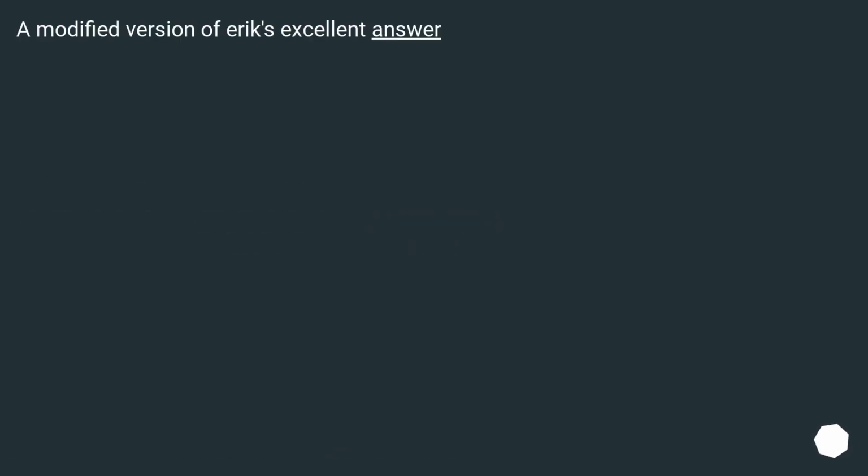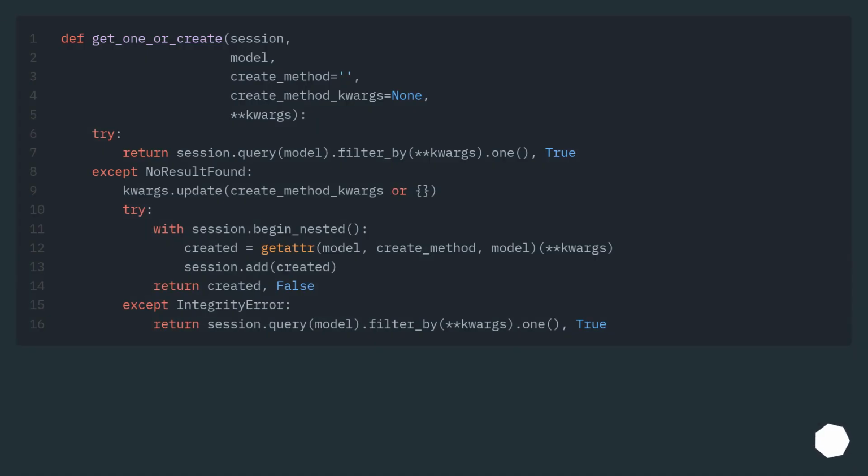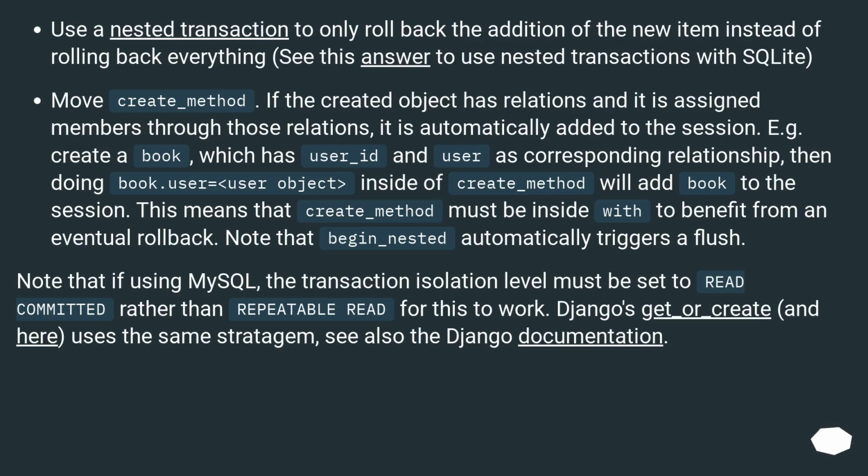A modified version of Eric's excellent answer. Use a nested transaction to only roll back the addition of the new item instead of rolling back everything. See this answer to use nested transactions with SQLite.